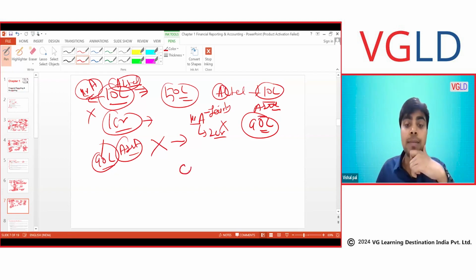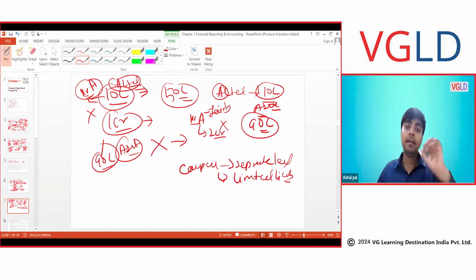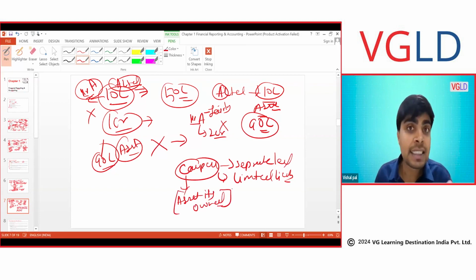So with this, two concepts come from a company. One is separate legal entity, and second is limited liability. That a business will only be responsible for the assets it owns. If its assets are exhausted, you sell the assets and you're still not able to recover money, then in that case you are not supposed to recover more. The lenders, the banks, will not be able to recover more. So their liability becomes limited.